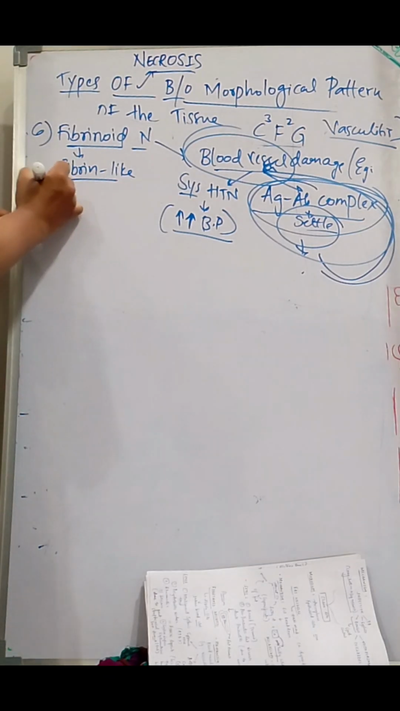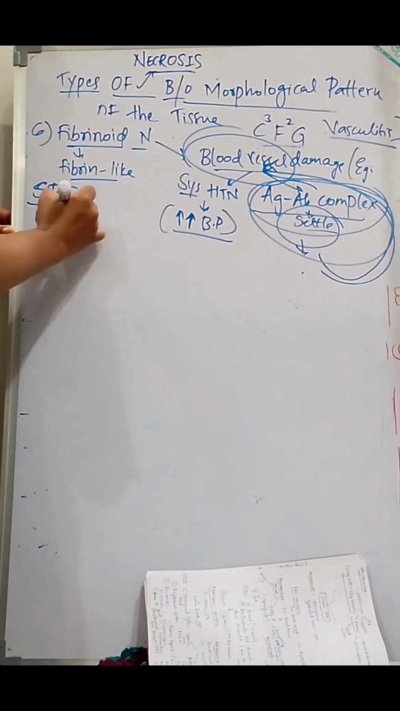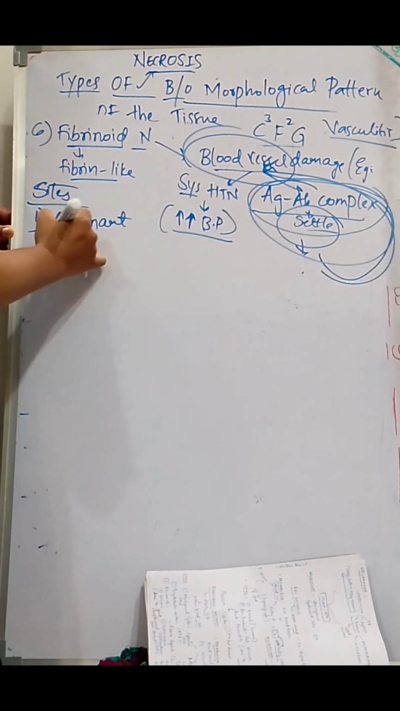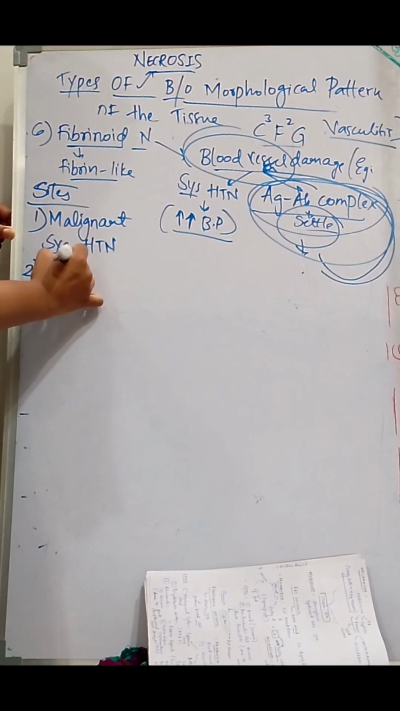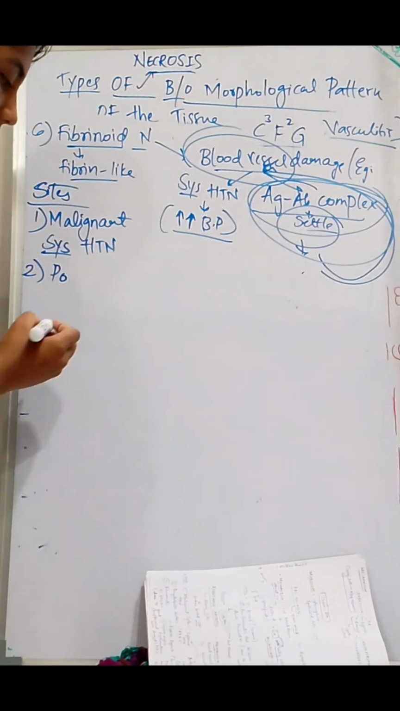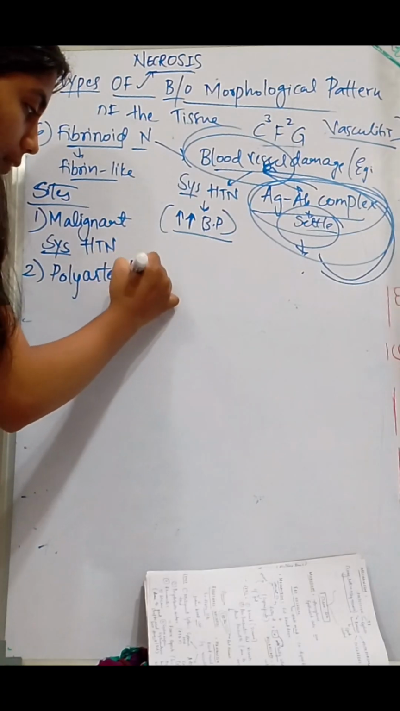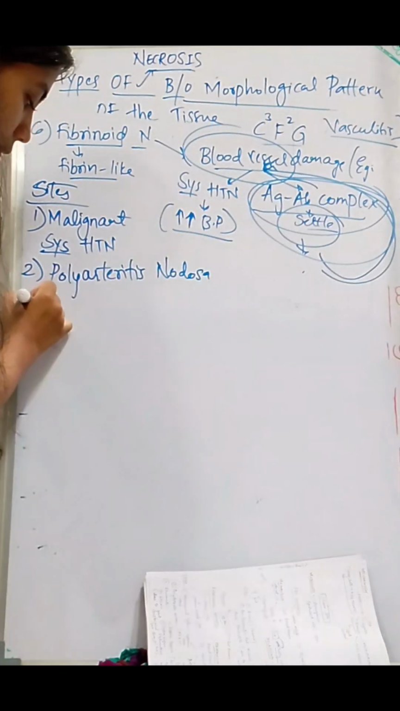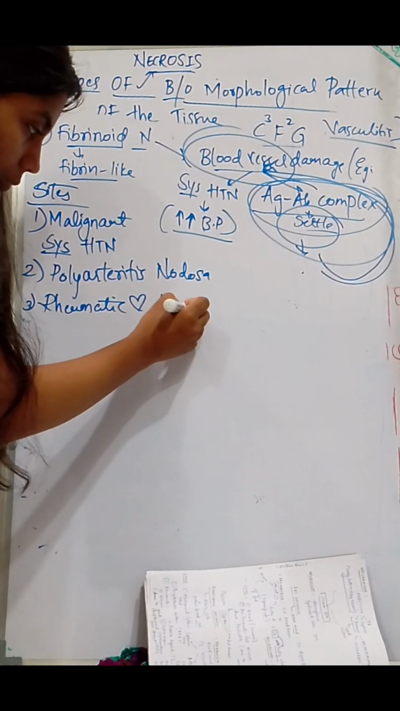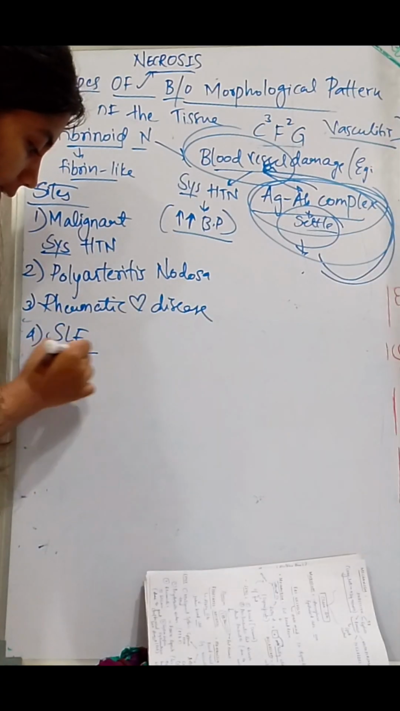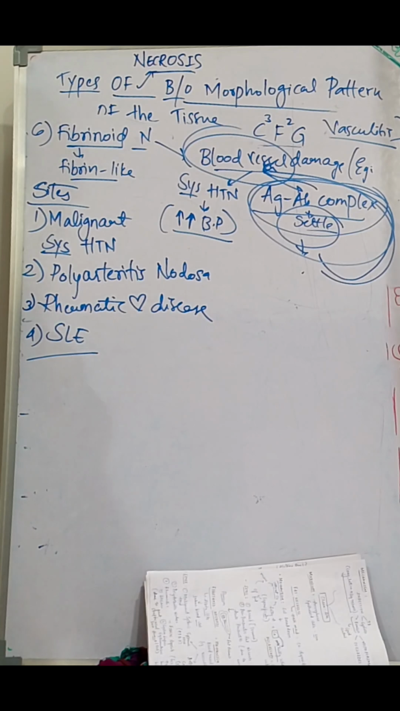And the sites of this type of necrosis are, first one, that is malignant systemic hypertension. Second one is polyarteritis nodosa. Third one is rheumatic heart disease. Fourth one is SLE, that is systemic lupus erythematosus. And the microscopy here is a bright pink smudgy amorphous deposit. So this was all about the topic.